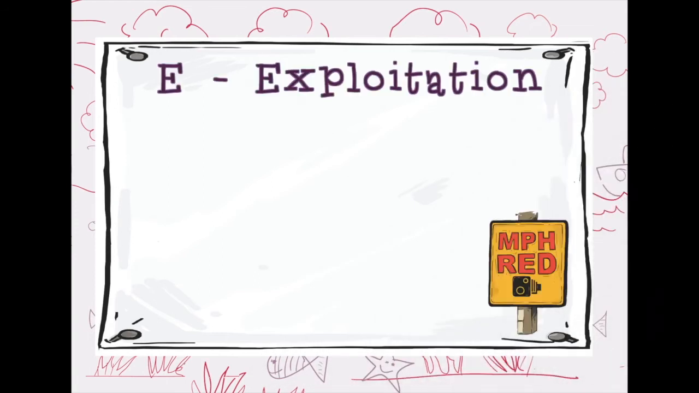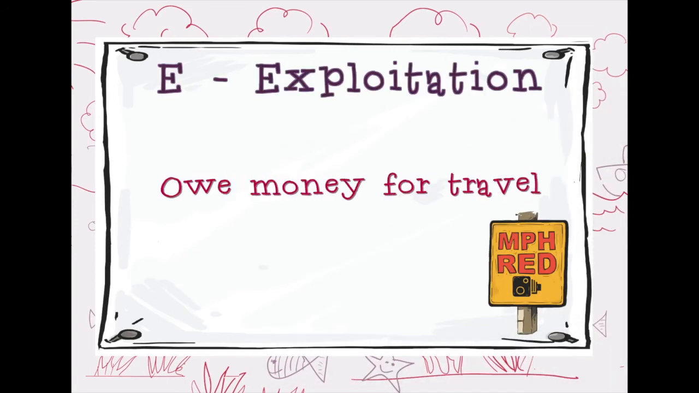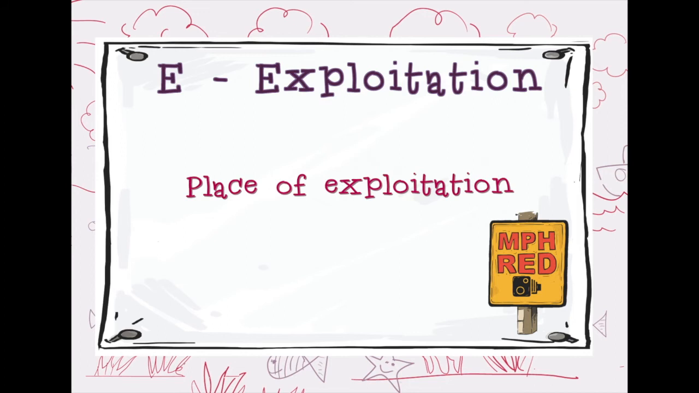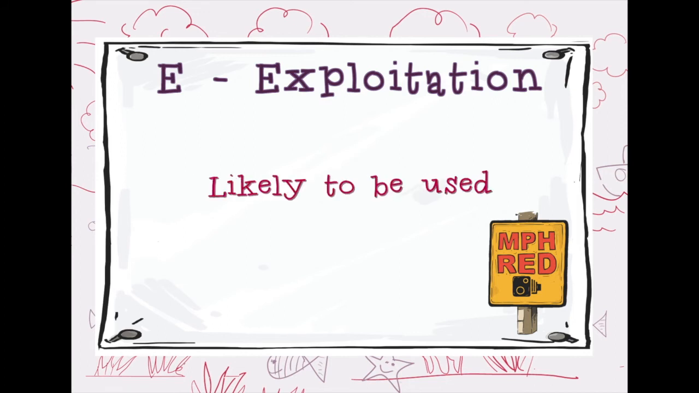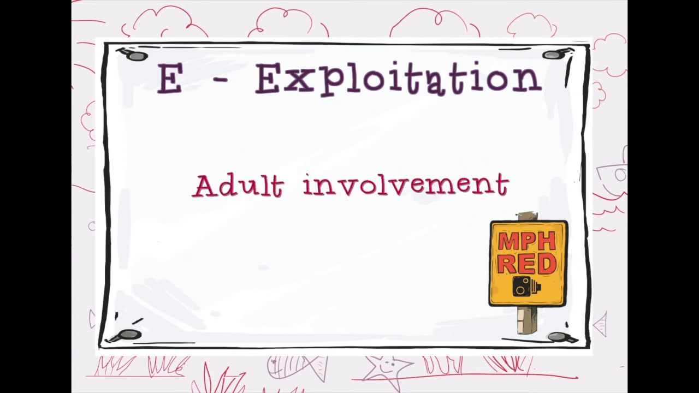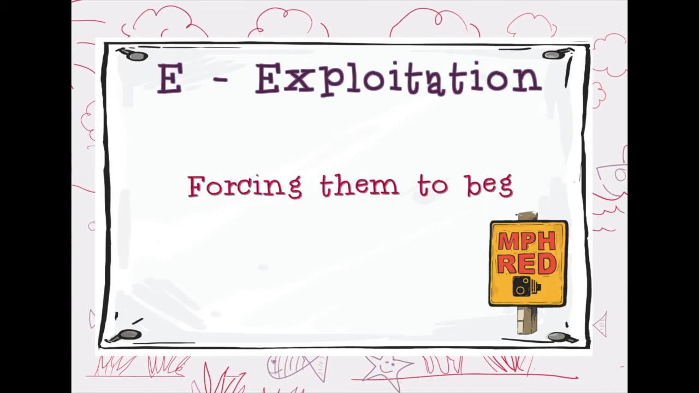E for exploitation. Does the child claim to have been exploited, or to owe money for travel costs and to be tied in debt bondage? Perhaps the child has been located in a place of exploitation or a location likely to be used for exploiting people. Or the child's involved in criminality, highlighting adult involvement or a network of people, forcing them to beg or to become involved in pickpocketing.